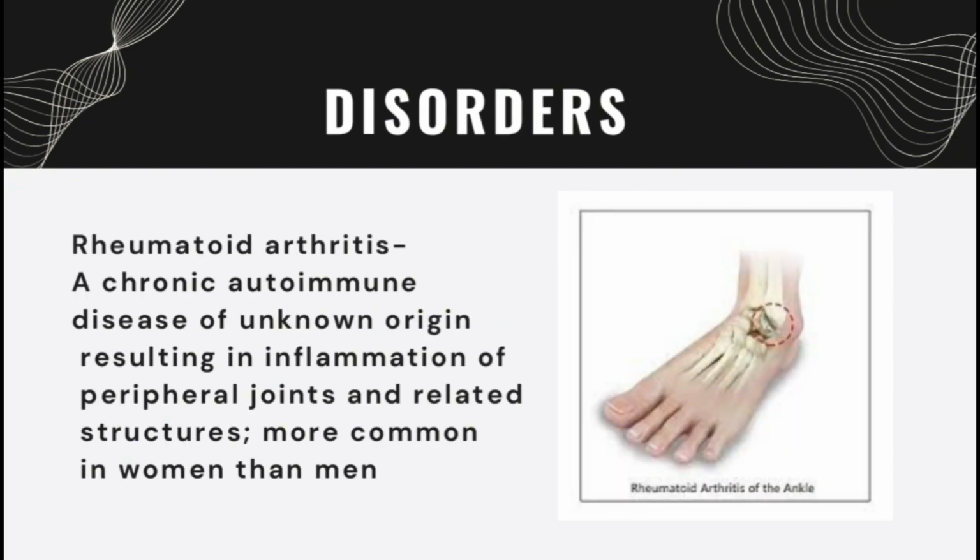Rheumatoid arthritis is a chronic autoimmune disease of unknown origin resulting in inflammation of peripheral joints and related structures, most common in women than men. So, rheumatoid arthritis is an autoimmune disease that primarily affects the synovial membranes in joints. It causes inflammation, pain, and can lead to joint damage, deformities, and disability if not managed effectively.